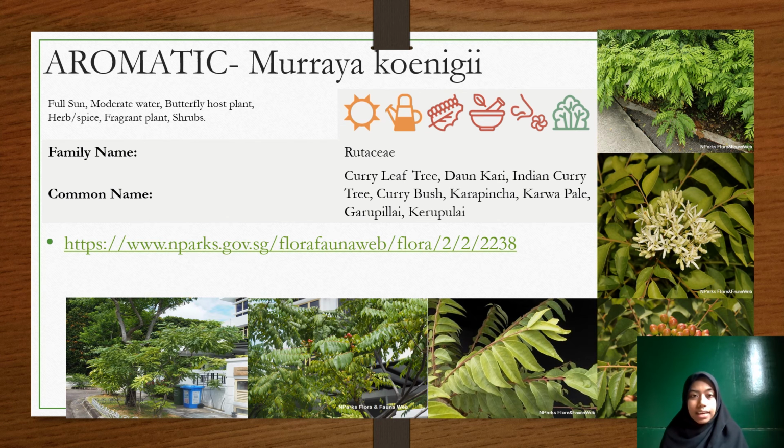And the aromatic plant that I choose is Murraya koenigii. This plant needs full sun and moderate water, and it is a butterfly plant, houseplant, herbal or spice, fragrant plant and shrub. The family name is Rutaceae and common name is curry leaf tree. And I have attached the link that I referred to for some information, and I attached some example pictures on the slide.